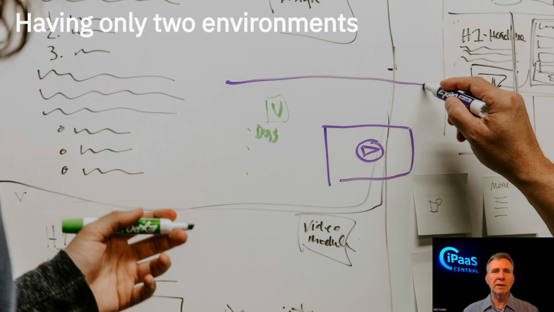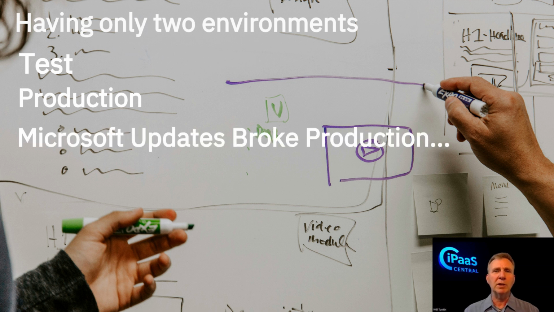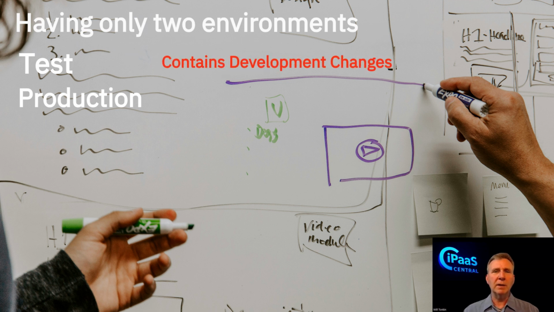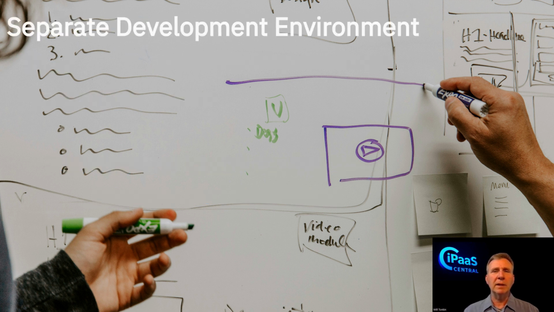Having only two environments, where changes are made in a test application containing duplicate flows that match production, is better than only having one. Consider a case, however, that while testing your new changes, someone might report that Microsoft's most recent update broke some of your production flows. Without a separate development and test environment, you have nowhere to make emergency changes and test them before updating the production environment. This is because your test environment is in a different untested state from production due to the changes you were in the middle of testing. This highlights the need for a separate development environment.